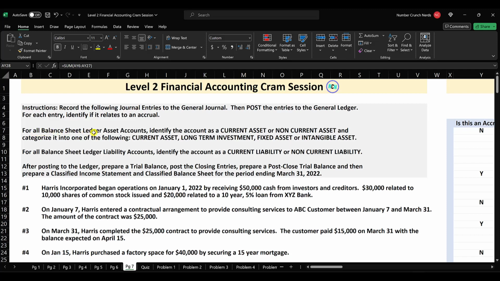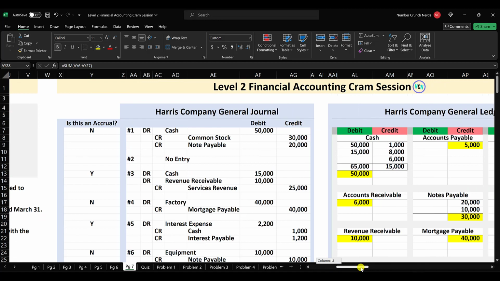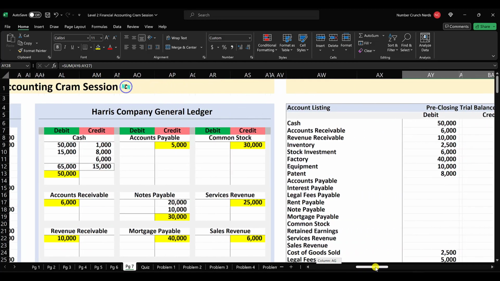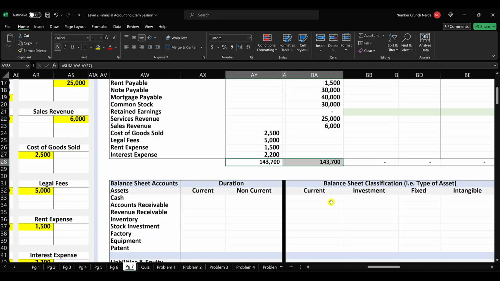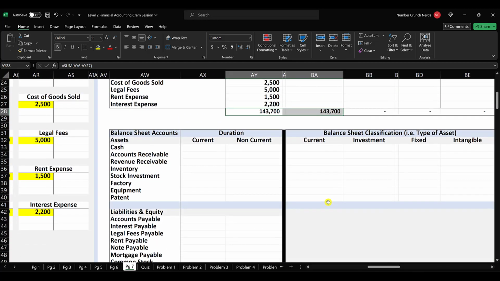For all balance sheet ledger asset accounts, identify the account as a current asset or a non-current asset and categorize it as current, long-term investment, fixed asset, or intangible. And then for the liabilities, current versus non-current. Assets tend to be broken out into more categories. Liabilities tend to be grouped just between current and non-current for the most part. If you have a lot of liabilities and grouping them would be helpful to your financial statement users, it's not unheard of that it could be, but for now we're just going to keep it simple with current versus non-current.